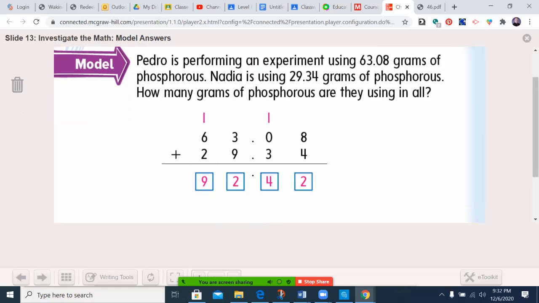0 plus 3 is 3, plus 1 is 4. 3 plus 9 is 12. I put the 2, I regroup the 1. 1 and 6 is 7, plus 2 is 9. So they use 92.42 grams of phosphorus. Well, granted, the decimal point should be down here in a number and it doesn't float up. It's just an effect of the slide. But notice they kept everything neatly lined up. That's uber important, and not just like the wannabe taxi company.